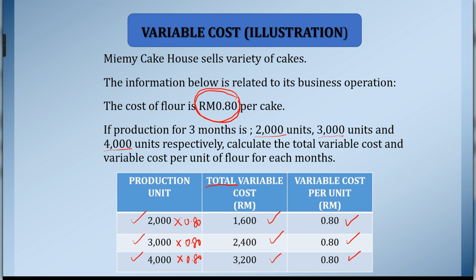As you can see here, what we can summarize from this situation is that the variable cost per unit is fixed, meaning its value does not change at all. But when you multiply the variable cost per unit by the production units, which have a different level of production each month, you'll get a different total each month.